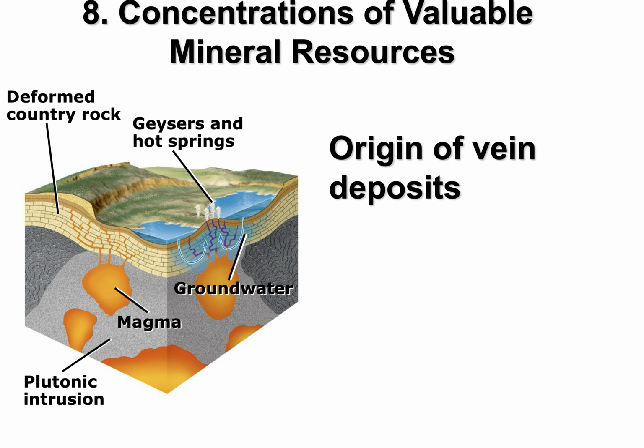So we have here, for example, a very nice 3D picture. We have here again the deformed country rocks. Then we have geysers and hot springs here. Yes, that is the heated up groundwater. And below we have some plutonic intrusions. And we will now discuss the origin of vein deposits.